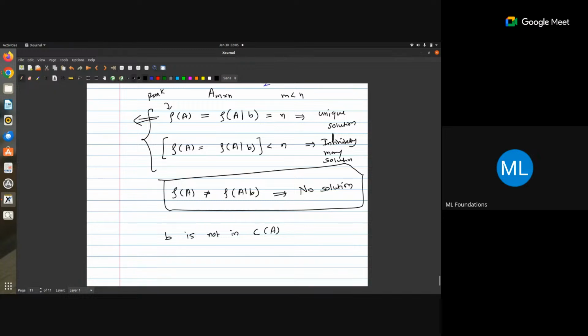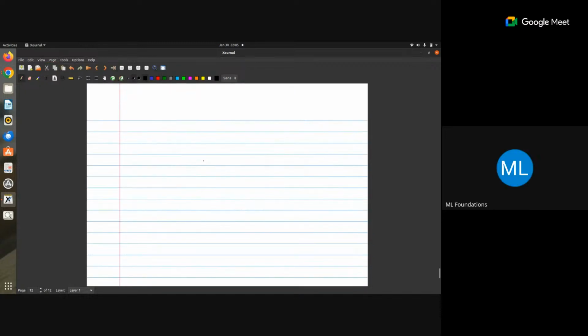Geometrically it means that the linear combination of the column space of A will not have the vector B. Is it correct? Will not have that vector B geometrically. Correct. And that is the geometric understanding we are trying to build now. But still we need some solutions, right?